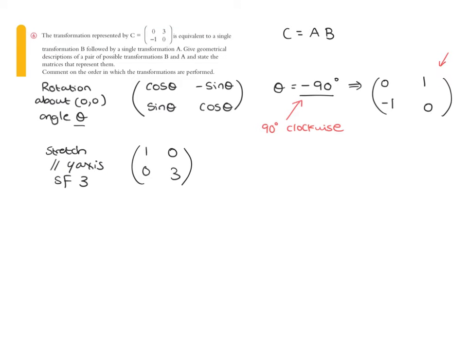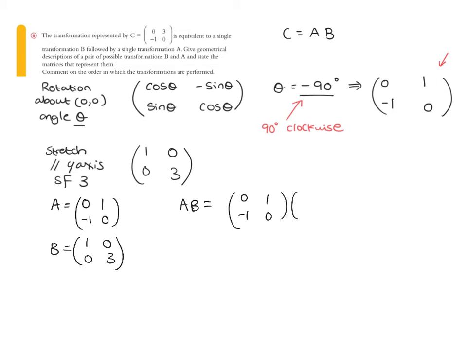So now we need to get the correct order here. So I am going to say that matrix A is equal to 0, minus 1, 1, 0, and matrix B is equal to 1, 0, 0, 3. So the order in which we're doing the multiplication, if you remember, we said C was equal to AB. So let's write down the correct order. And let's do the matrix multiplication.